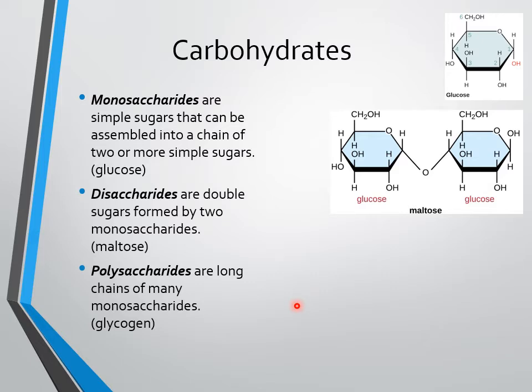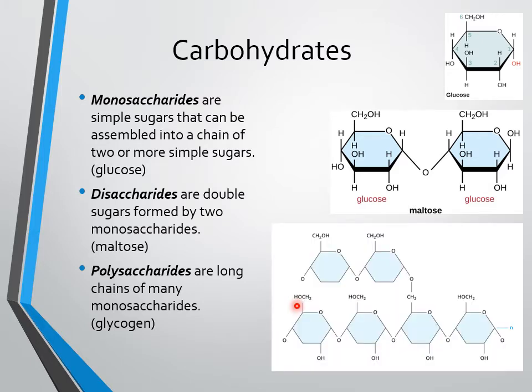And then we have polysaccharides, which are long chains of many monosaccharides, which is our glucose right here. You got lots of chains of them. And this is glycogen right here. So your polymer for carbohydrate is a polysaccharide.